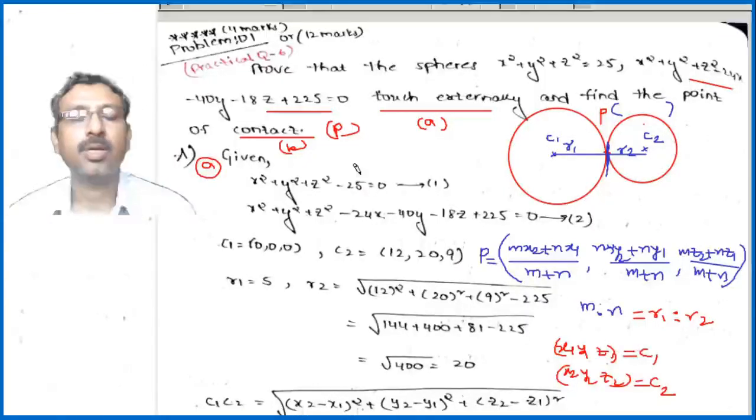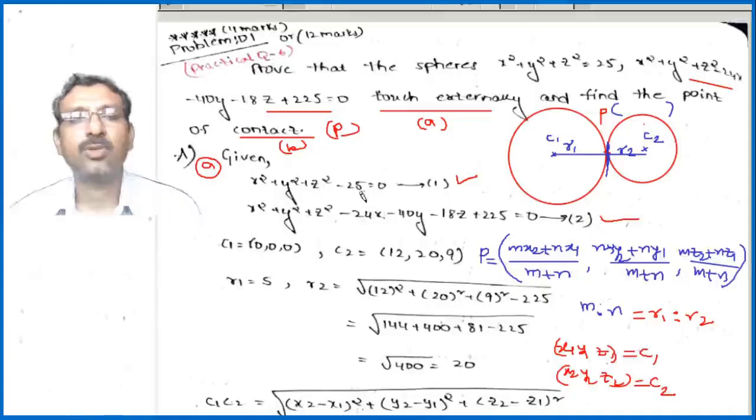These are the two spheres. x square plus y square plus z square minus 25 equal to 0 is equation 1, and x square plus y square plus z square minus 24x minus 40y minus 18z plus 225 equal to 0 is equation 2.